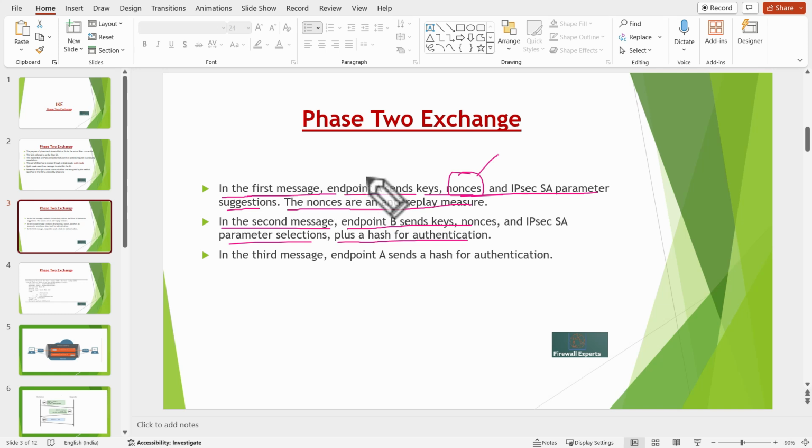So in the first message, endpoint A sends the details of the SA parameters. In the second message, endpoint B sends the keys for the parameters, and in the third message, endpoint A sends a hash for the authentication. In the second packet, endpoint B has already performed the authentication, and in the third message endpoint A will perform the authentication. Through these exchanges, the phase 2 connection will be stabilized.